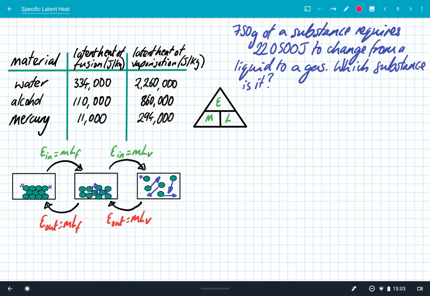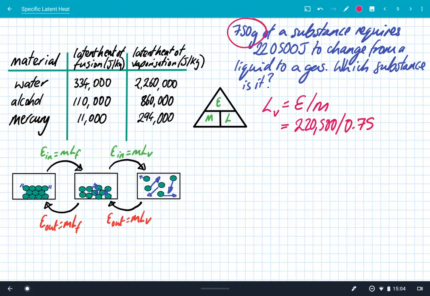This is the last one. 750 grams of a substance require 220,500 joules to change it from a liquid to a gas. So we're boiling it. Which substance is it? This is where we're going to have to calculate the specific latent heat. And because it's specific, that will enable us to determine which substance has been boiled. So we need the equation for L. So LV in this case is going to be equal to the energy divided by the mass. If you cover up L in the equation and start at the top of the triangle, you get E divided by M. So the energy supplied is 220,500 and the mass is 0.75 kilograms. We don't use grams, we divide by 1,000. And when you do that, you get an answer of 294,000 joules per kilogram. And that must mean that the substance is mercury.